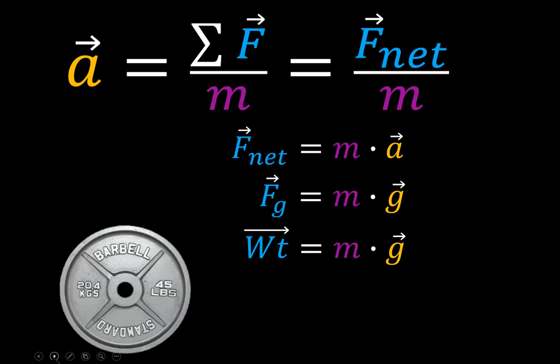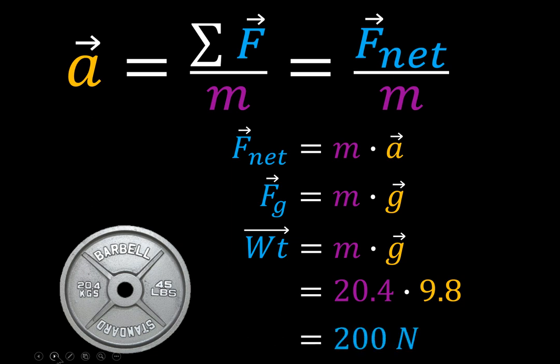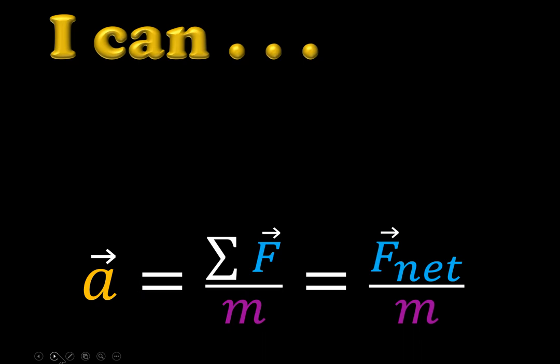So you have a weight that is either 20.4 kilograms or 45 pounds. That's force, that's your mass. So your mass would be the 20.4. You're multiplying that by 9.8, and you get the fact that's 200 newtons. You could use the conversion to figure that out in pounds and see if it's close to 45.